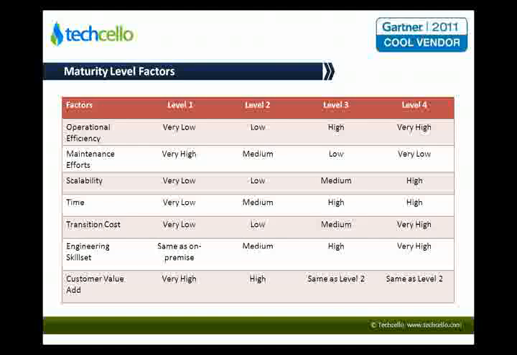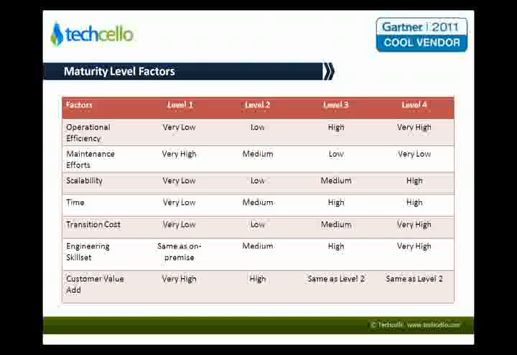So the very nature of multi-tenancy brings its own complexity. While it has a lot of advantages that we currently talked about, like operational efficiency, maintenance effort, scalability, it has its own challenges in terms of architecting it and developing it. So hence, the engineering skill set that is required to build and architect a level 4 product is going to be pretty high.